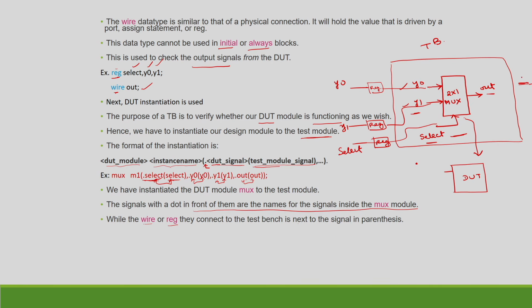Similarly, the final output of this test module we are calling as out only, you can give a different name also. So, these two can be connected through a wire. Okay. So, this is how the instantiation of the DUT module will be done. This is one of the important steps in writing the test bench.